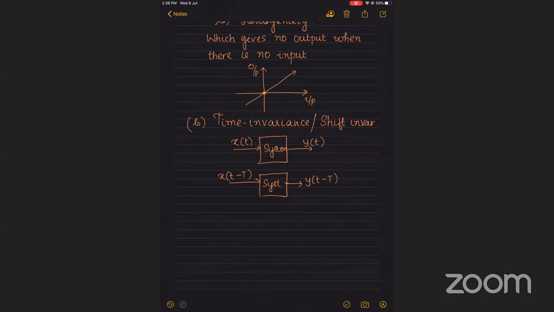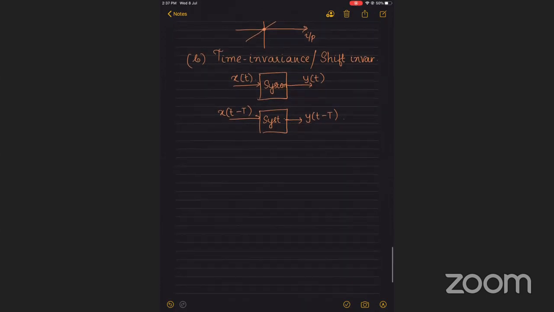Is that clear? A best example is if you start late from your house, you must reach college late. It's not that you start late from the house and reach early. You start 15 minutes late from your house, you will reach 15 minutes late to the college. That is the kind of system that we are looking at. So we are going to look at linear time invariant system.